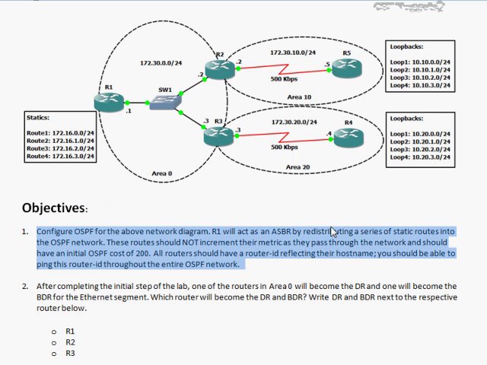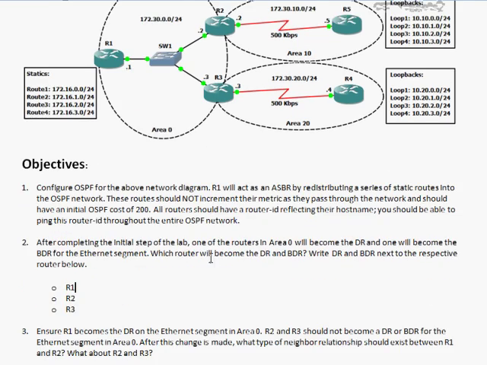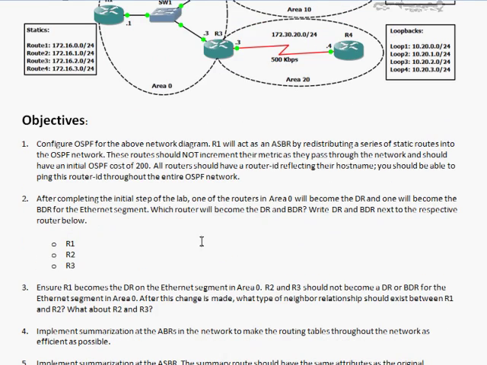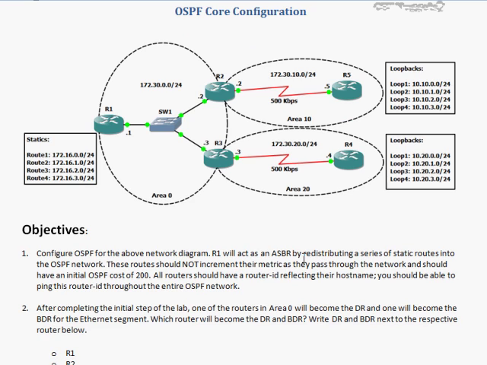Let's just verify. ASBR is redistributing. Default metric is set on those routes. E2 as the metric type. Router ID, good. So it says, after completing this initial step of the lab, one of the routers in area 0 will become the DR, and one will become the BDR for the Ethernet segment. Which router will become the DR and BDR? So I guess here's the big question on this statement.